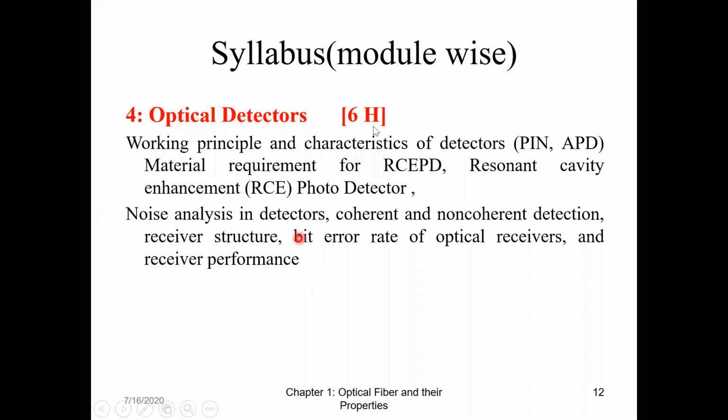The fourth one is also 6 hours, almost the same. There you had sources, here you have optical detectors. So the working principle and characteristics of detectors, like the PIN detector, the APD detector, then what are the material requirements of the resonant cavity enhanced photo detector. Now once you understand these characteristics and working principles, then we will be doing the noise analysis.